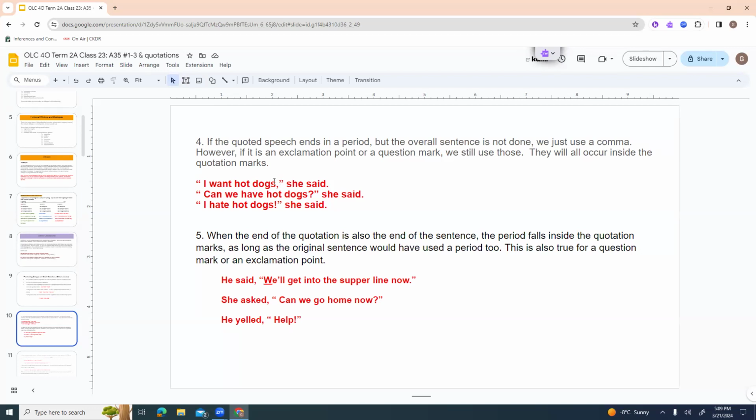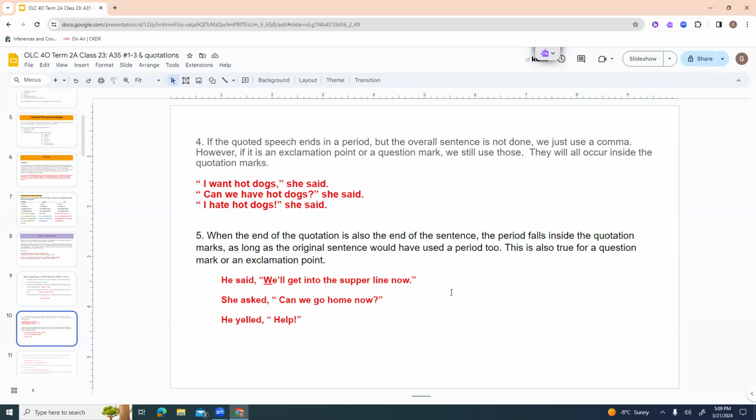However, if it's an exclamation point or a question mark, we still use those in that place, because they're expressing a certain kind of emotion or type of sentence that we need to know about. Can we have hot dogs? Question mark, she said. I hate hot dogs! Exclamation point, she said. All right, so then you can see for all of these, there's no comma outside of the quotation marks, okay? We just put the tag and then the period.